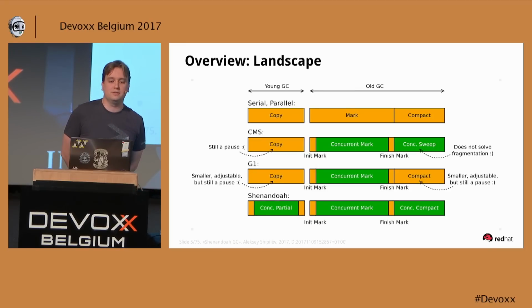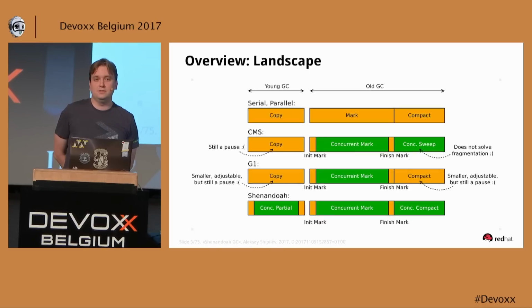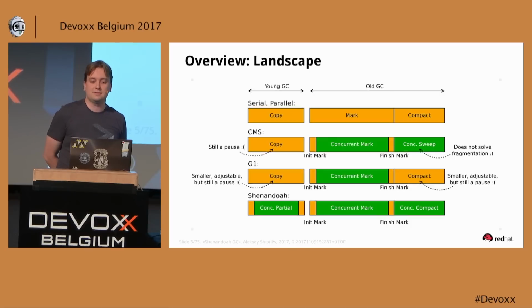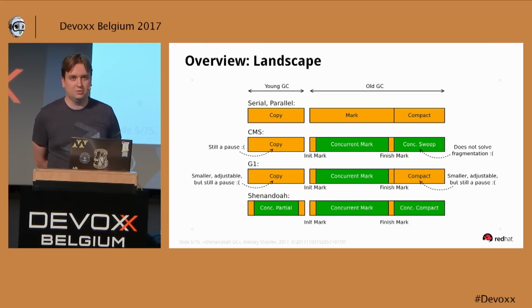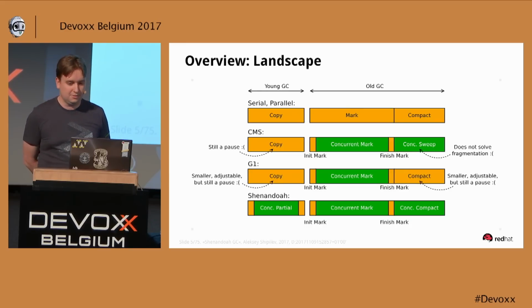Shenandoah on this picture looks like this. It does most things concurrently. It does concurrent compact, which combines the best of two worlds. It's concurrent like CMS and does compact like G1. Why don't other GCs do that? I hope it will be clear after this talk.